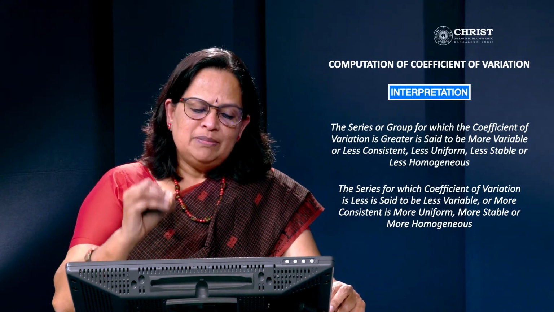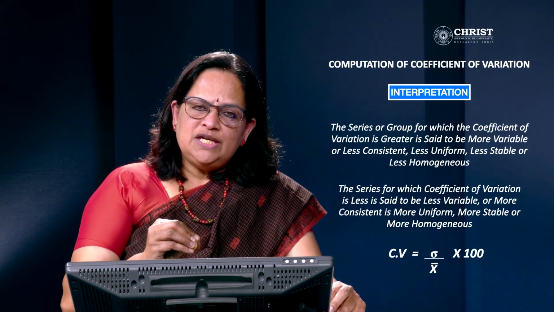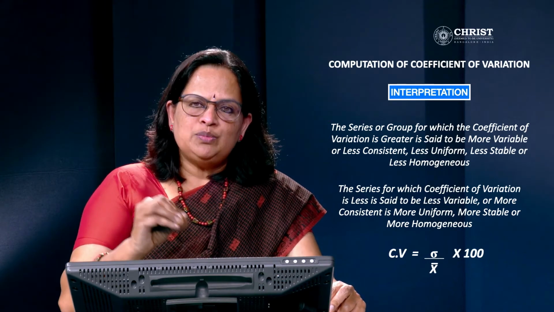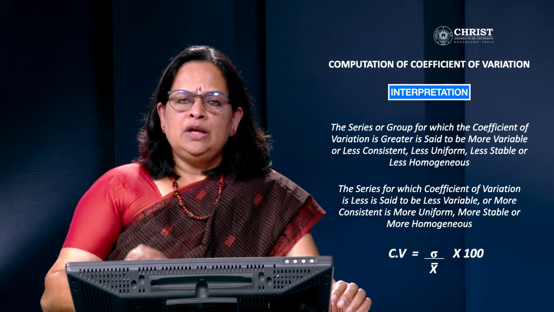It is denoted by the symbol CV, and the formula is CV = (standard deviation divided by x bar) × 100. Now one problem we will do.